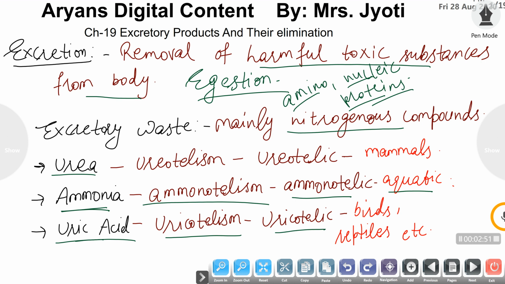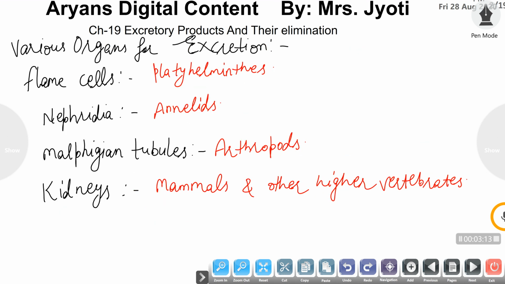And mammals and the higher vertebrates remove the nitrogenous waste in the form of urea, because urea is the least toxic form of the nitrogenous waste, and it requires less amount of water for its removal, and the process by which urea is removed is termed as ureotelism. And the organisms, that is mammals, are classically known as ureotelic organisms.